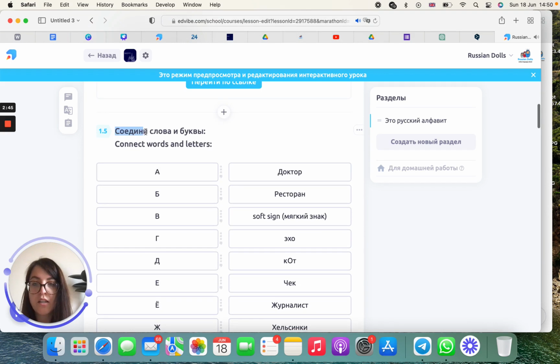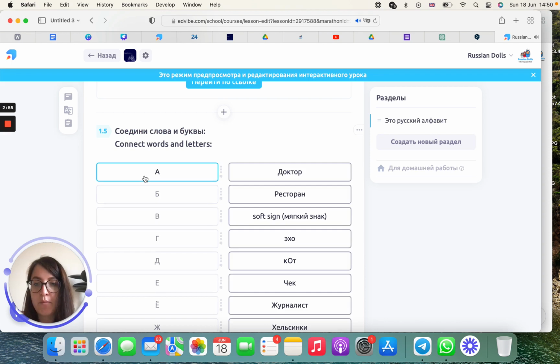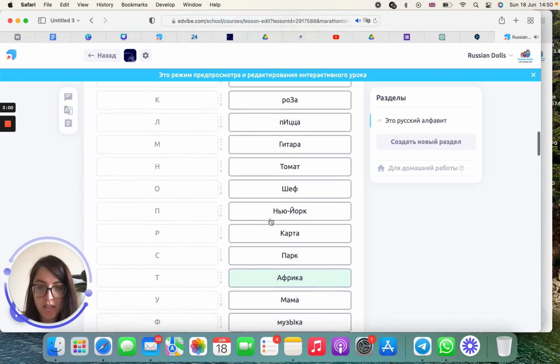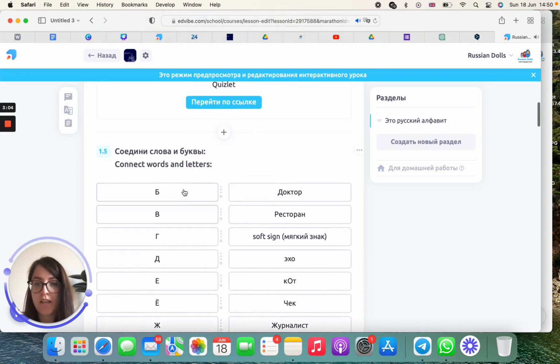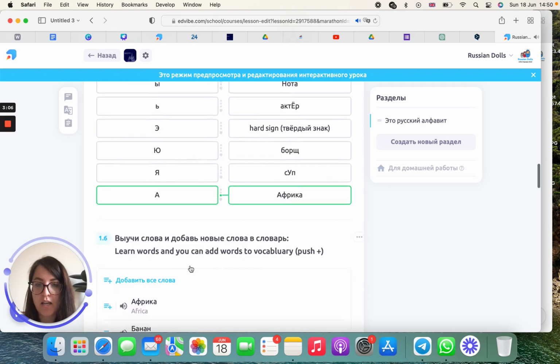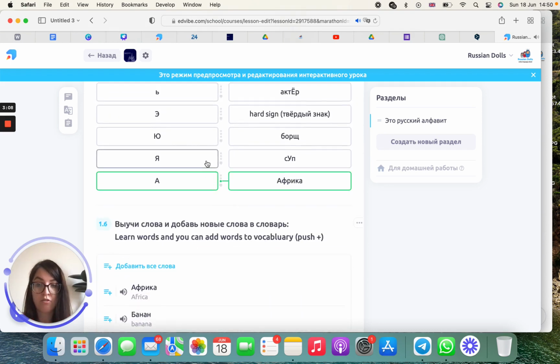So here, if you see the task соедини, it means connect or match words and something. For example, I'm taking A and I should find where is this A. Possibly, it's Africa. And then you will see what else you can match together.